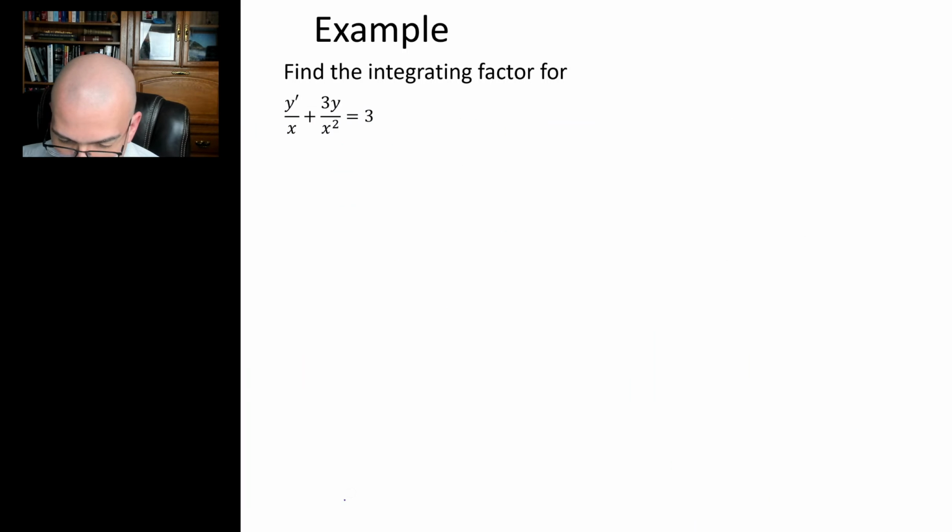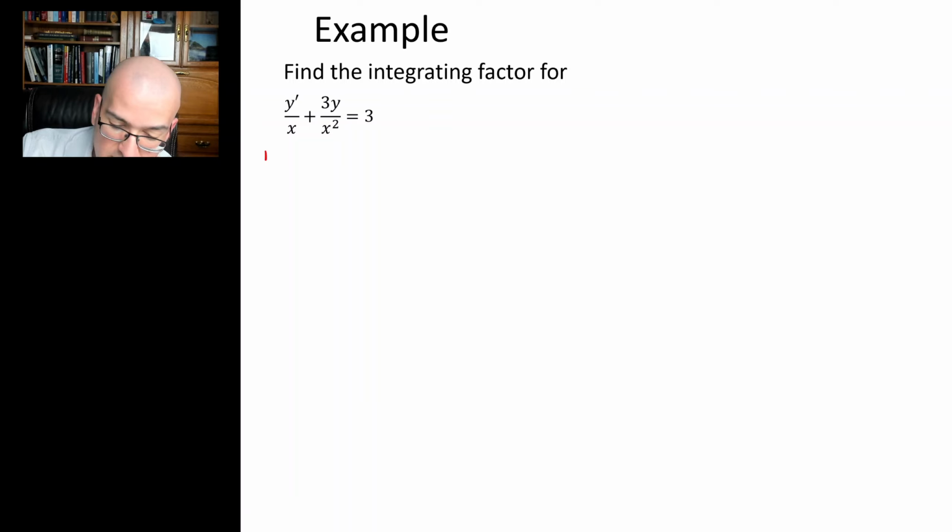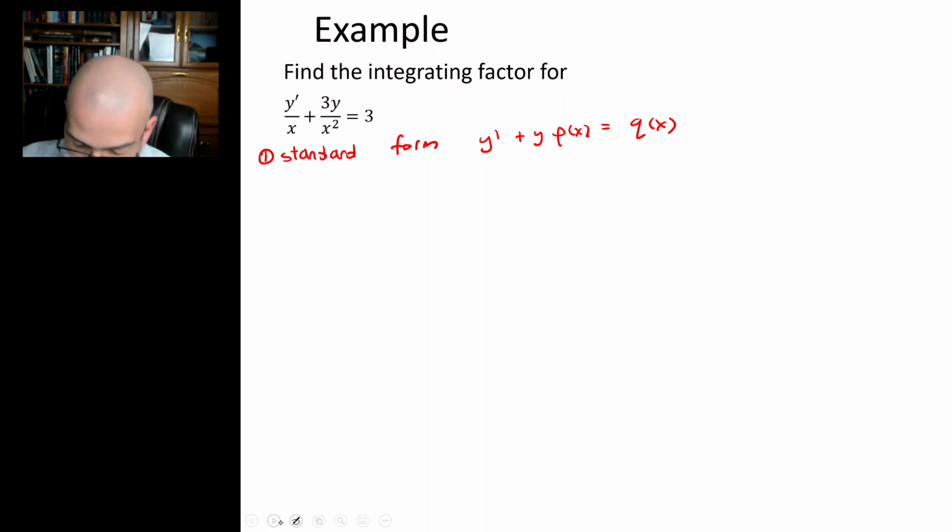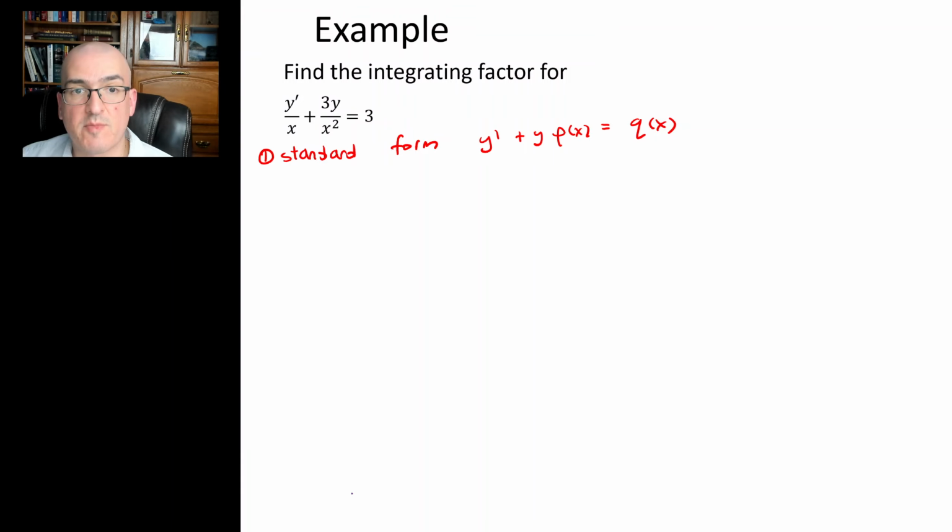Okay, another example that we're going to have to do some playing around with to make it look like standard form. y prime plus y times p of x is equal to q of x. So our first step, I'm going to multiply all 3 pieces by x, just to get the y prime all by itself.